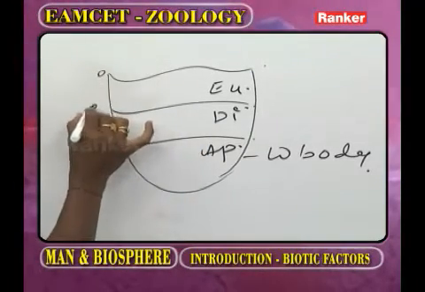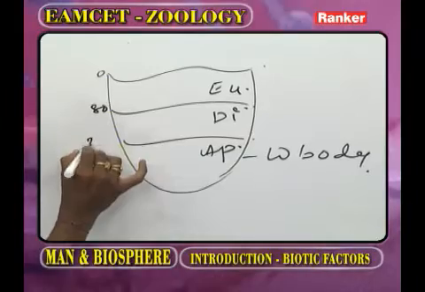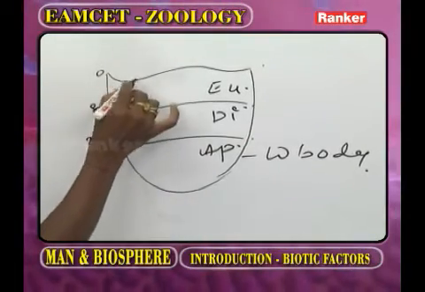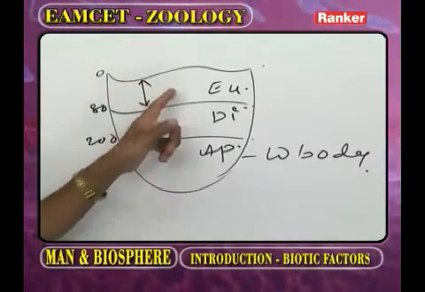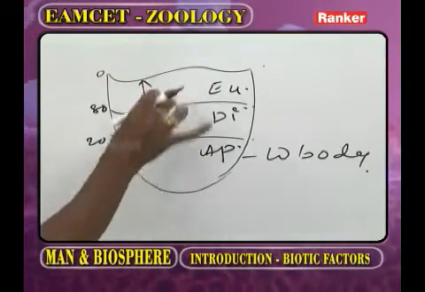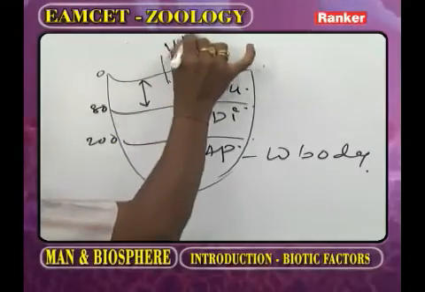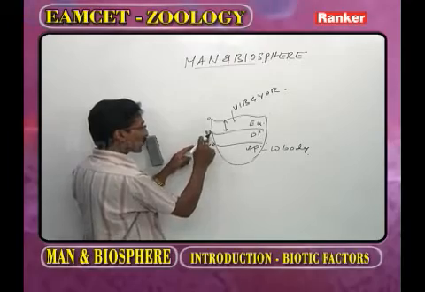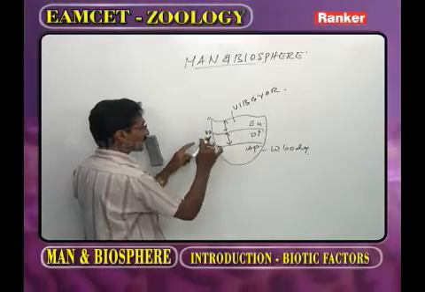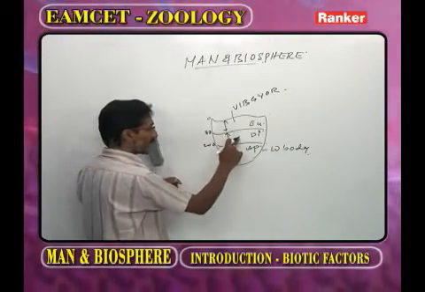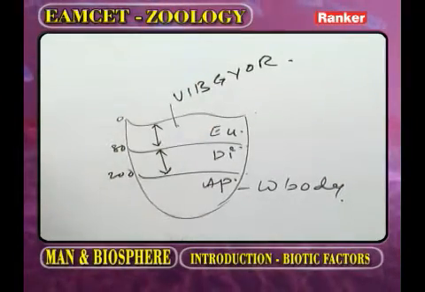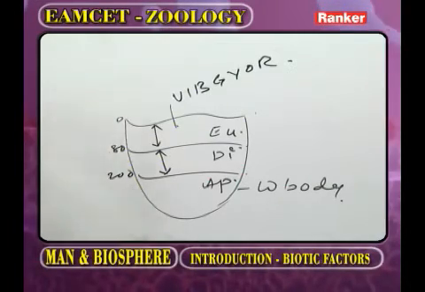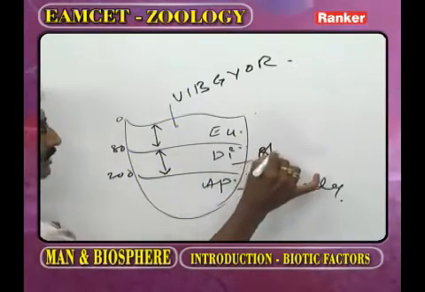Now this is 0 to 80 meters and 80 to 200 meters. The part of the water body between 0 to 80 meters, that we call it as euphotic. In this, all colors of VIBGYOR are available. What about the dysphotic? It is extending between 80 to 200 meters. Here, all colors of VIBGYOR are not available. Only few are available in the dysphotic zone. What is the best color available in the dysphotic zone? That is the blue color.